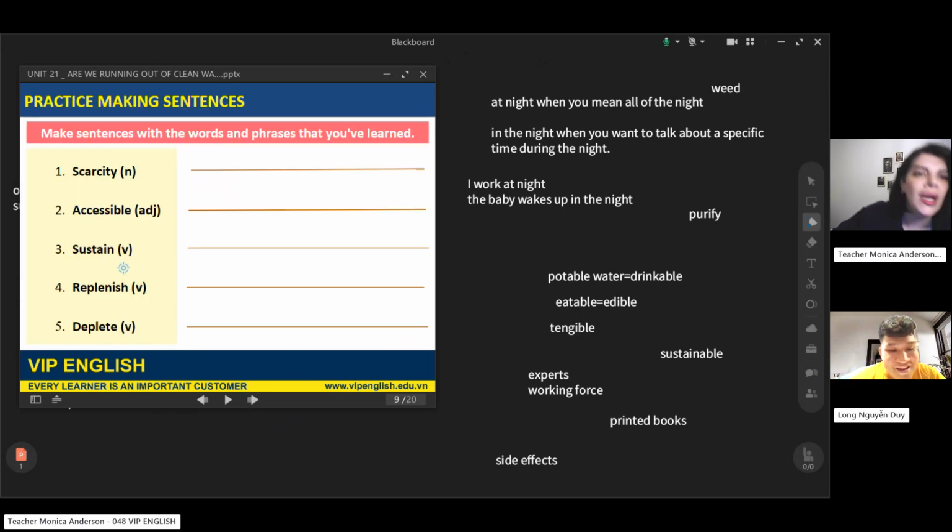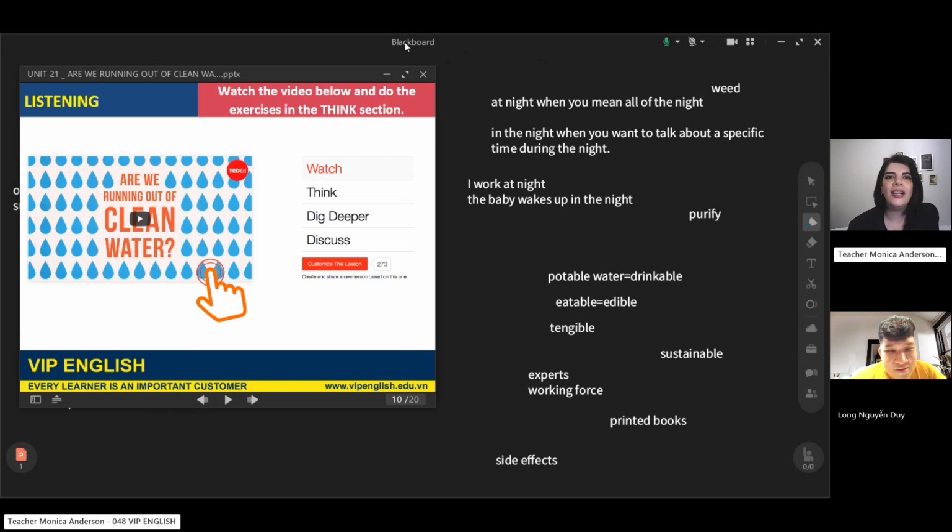As you can see, these words: scarcity, accessible, sustain, replenish and deplete. Are they clear? Do you have any issues related to the use of these words and sentences? I tried to talk about them, but if you have any issues, it's time to ask. No, I don't have any issue with these words. Okay, very good. Now let's see if we have a video.